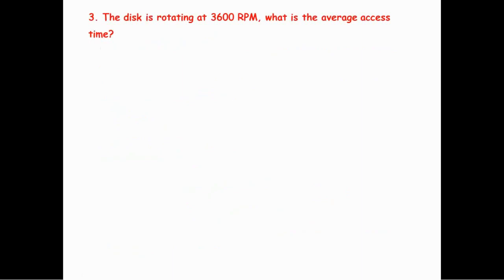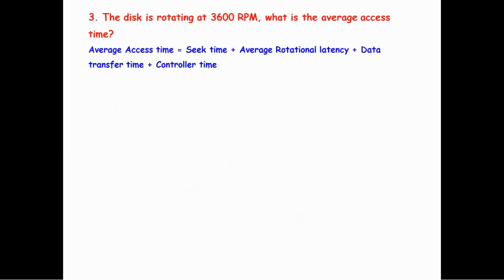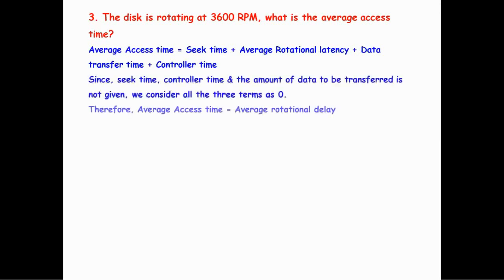Next problem. The disk is rotating at 3600 rotations per minute. What is the average access time? Average access time is equal to seek time plus average rotational latency plus data transfer time plus controller time. In the given problem, seek time is not given, data transfer time is not given, and controller time is not given. So we can take all those values as 0. Therefore, average access time is equal to average rotational latency.